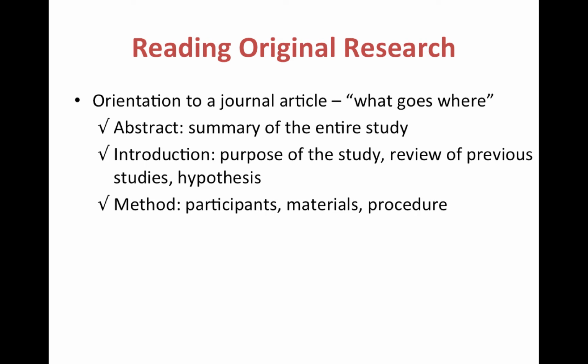The next section of an empirical article is the method. In the methods section, you will find information about the participants, the population and sample being studied, as well as specifics about the demographics of the sample. This is important since the sample and population tell you information about the generalizations you can make from this research.